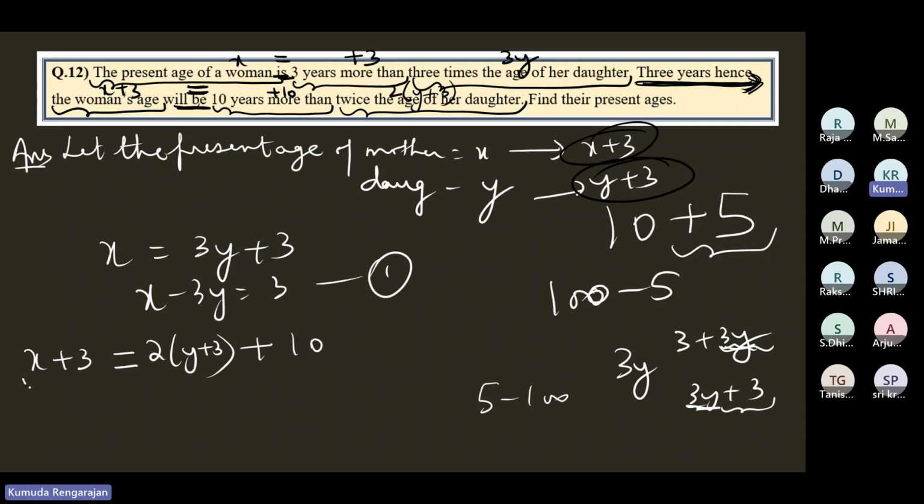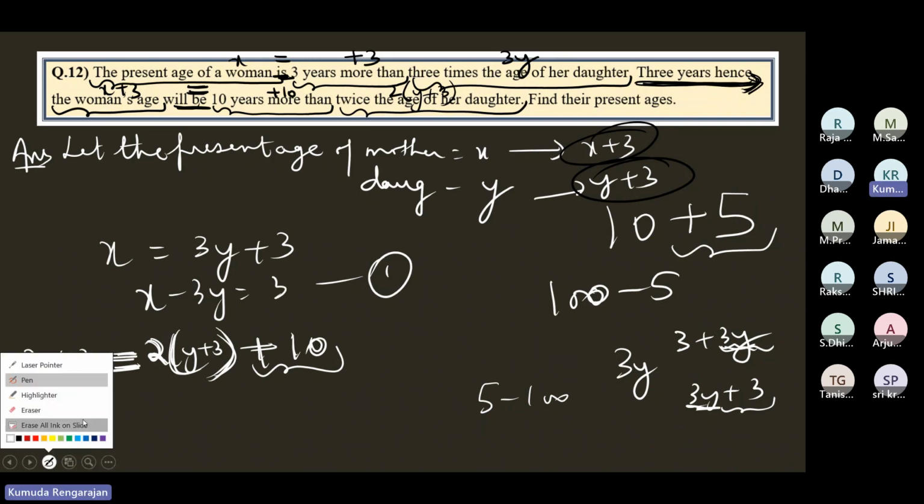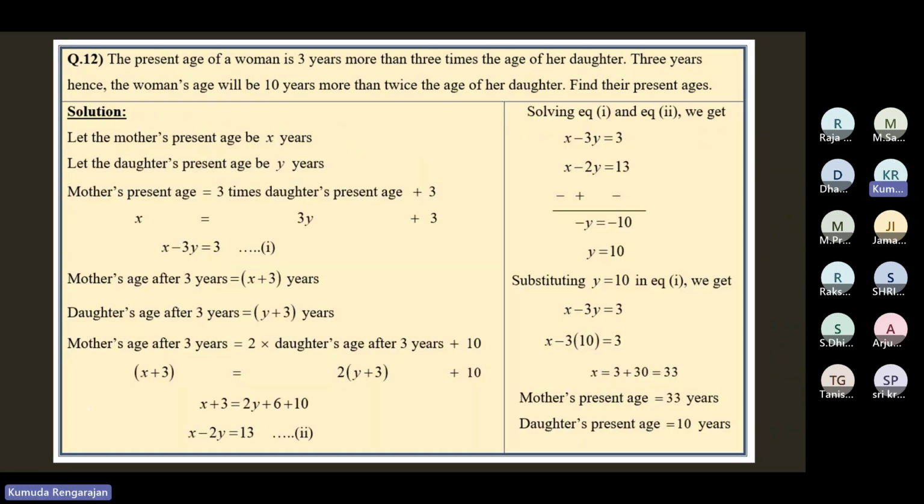So 3 years later, the mother's age will be 10 more than twice the age of the daughter. See here, 3 years hence, the mother's age will be equal to 10 more than twice the age of the daughter. I will have to solve these equations and find the values of x and y. Do it, children. Take down the question and work it.